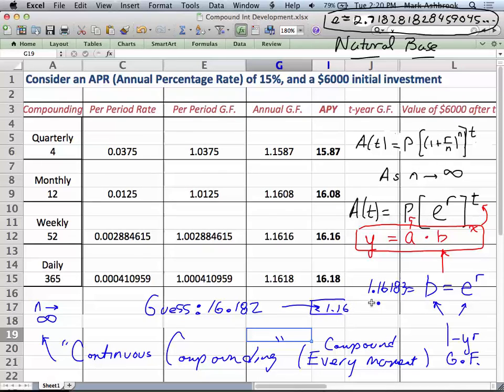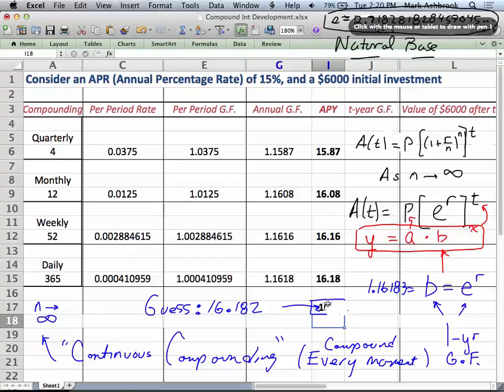1.16. Sorry, this is the rate here. So the growth factor for continuous compounding now is 1.16183. So that is our APY for continuous compounding if the APR is 15%. Any questions? Did you catch all that?